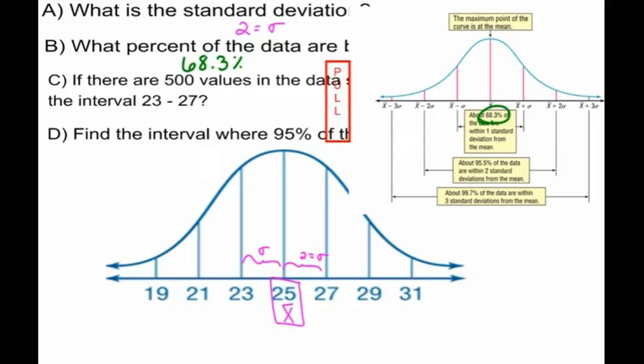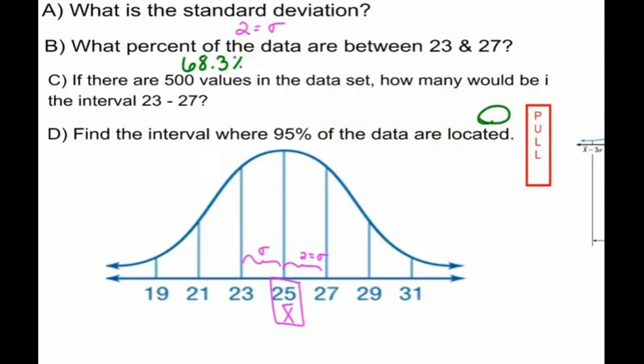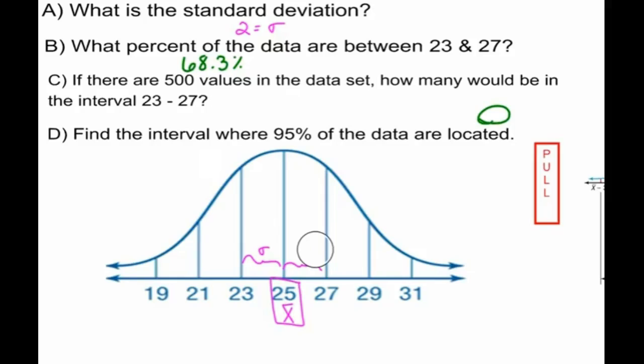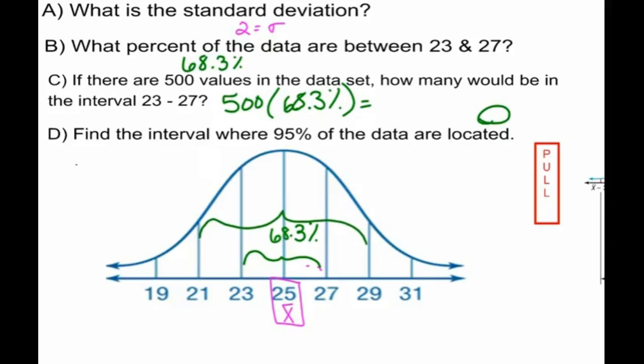68.3% of the data. If there are 500 values of data in the set, how many would be in the interval of 23 to 27? Well, we just said that 68% of the data lies in that region. So let's take our 500, multiply it by 68.3%, and that will tell us the answer to that. 95% of the data lie in this region, 2 standard deviations away. So the interval would be 21 to 29.